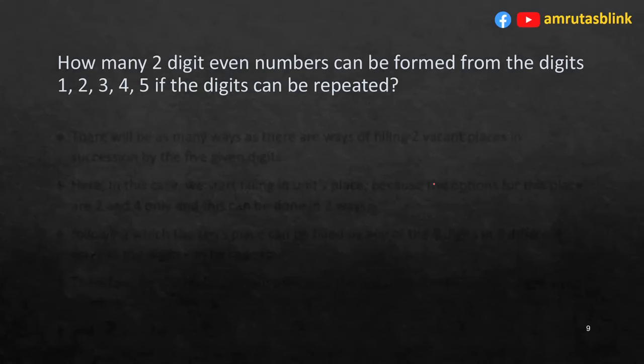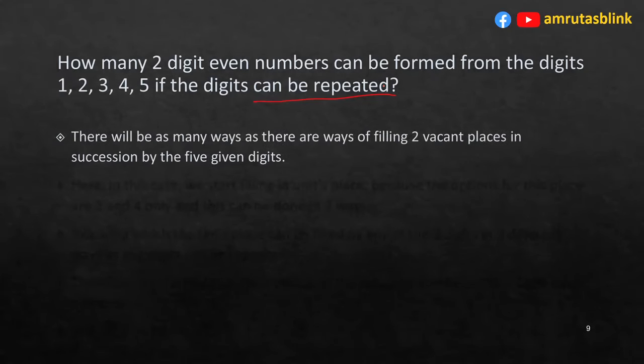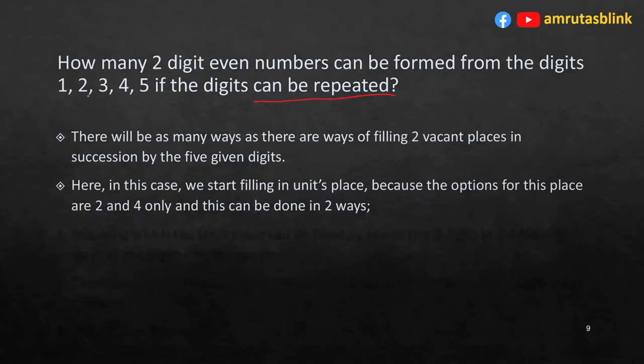How many 2-digit even numbers can be formed from the digits 1, 2, 3, 4 and 5 if the digits can be repeated? Now in this problem it is a bit different. Here we can repeat the digits. How many digits are available with us? We have 5 digits, that is 1, 2, 3, 4 and 5. And out of these 5 digits we need to create 2-digit even numbers.